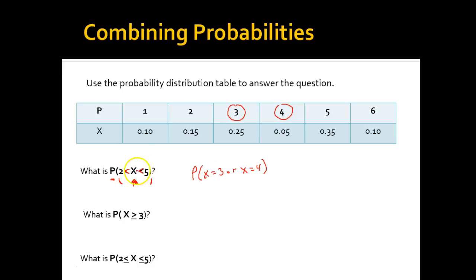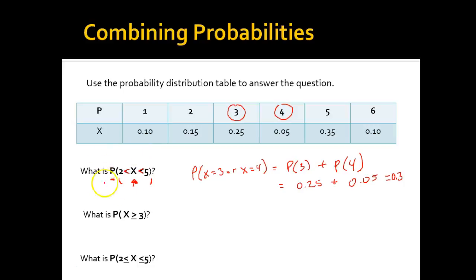It says it in terms of greater than and less than instead of saying equal to, and that's fine. And we know that an OR probability like this can be figured out by doing individual probabilities. Probability of 3 plus the probability of 4. So what's the probability of 3? I hope you can see on the chart, the probability of 3 is 25%, and the probability of 4 is only a measly 5%. So the probability of both things is 25% plus 5%, which is 30%.